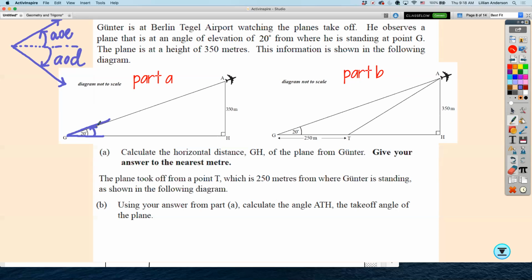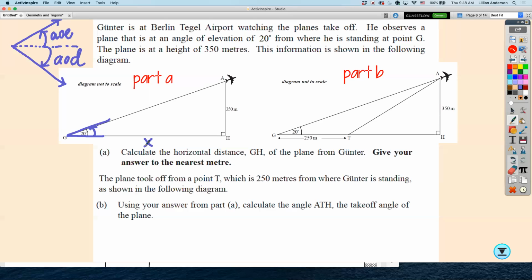The plane's at a height of 350 meters. This information is shown in the following diagram. I put both diagrams because this took up the entire page on the paper that year. So you'll need the triangle on the left to answer part A, which is to calculate the horizontal distance GH of the plane. Give your answer to the nearest meter. So this is a right triangle, 20 is acute. I'm gonna have to use SOHCAHTOA to find GH.